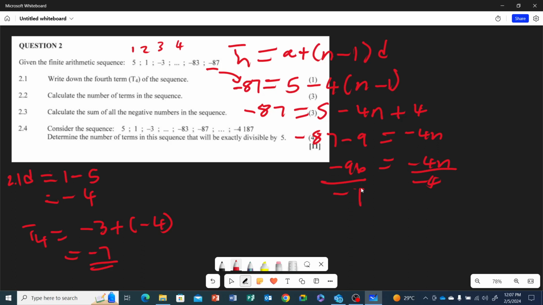Okay, but now here's the interesting part. Question 2.3. It says calculate the sum of all negative numbers. Not all the numbers in the sequence, but only the sum of the negative numbers. So what do we do from here? Okay, let me erase so that we can have enough space to calculate the sum of all the negative numbers.